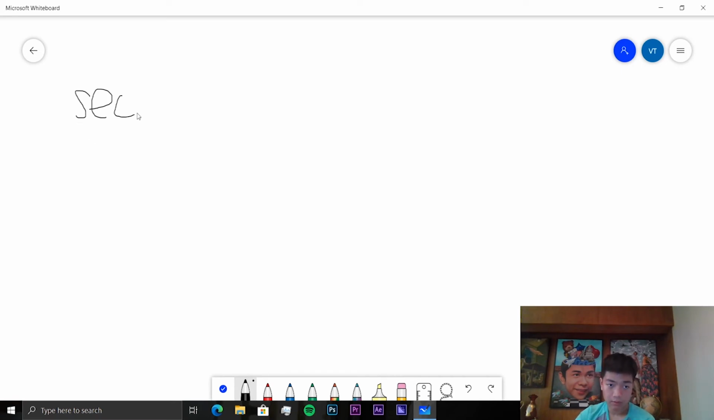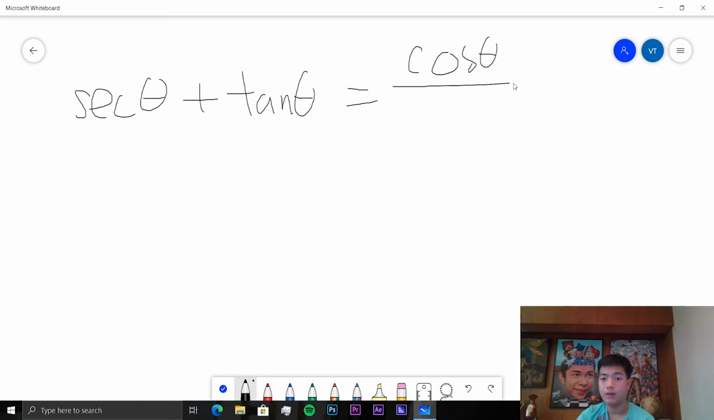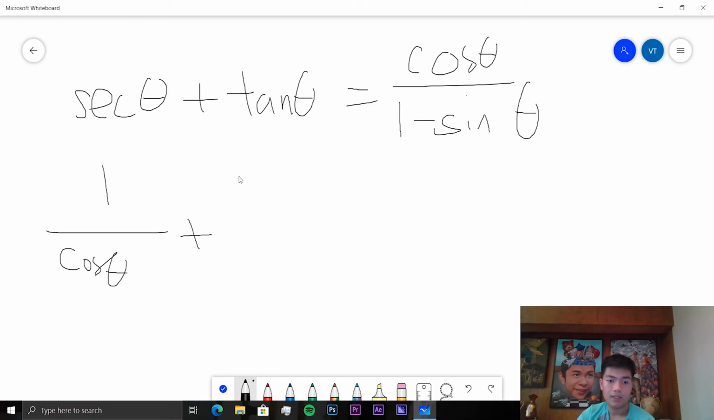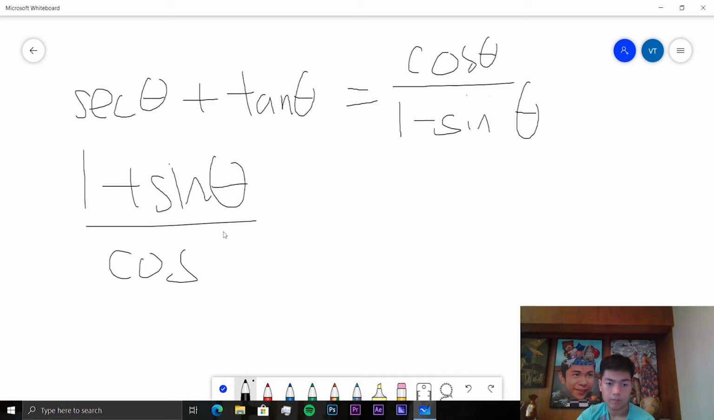Finally, we have secant theta plus tan theta is equal to cosine theta over 1 minus sine theta. So let's see what we can get here. This is 1 over cosine theta plus sine over cosine. So, okay, so it's clearly 1 plus sine theta over cosine theta. And so we need to convert this into that.